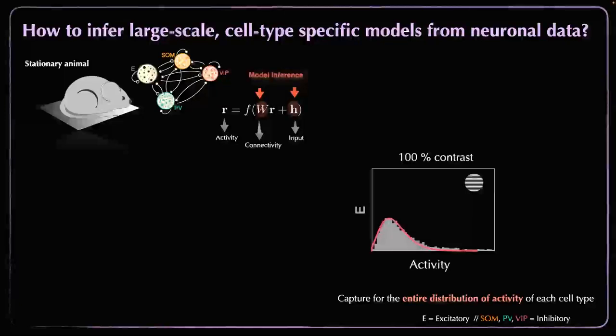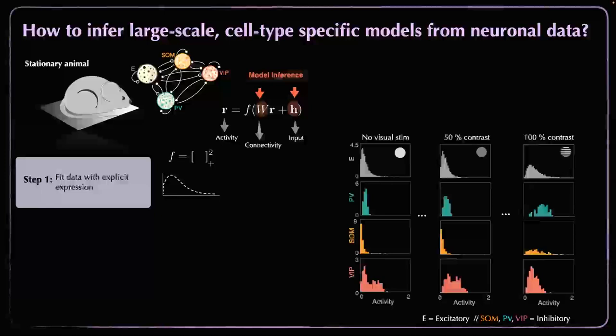And so to build a model that captures this data, what you want to do is to infer the connectivity and the inputs. In principle, there are many things that one can do. One of the things that one can do is to train a recurrent network model to capture this activity. But I did a trick.